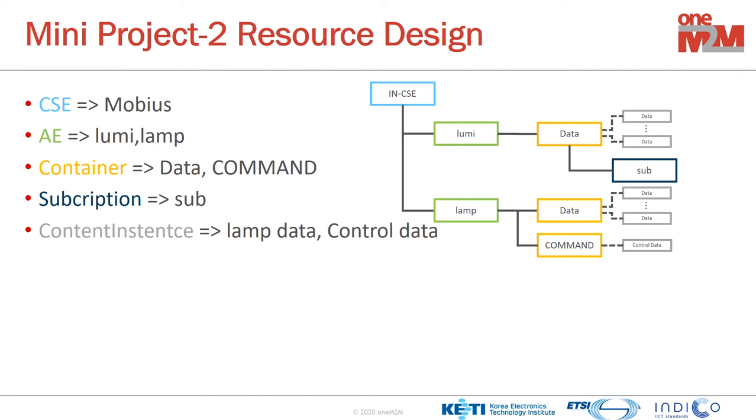So the luminosity sensor has the data container, and we will create a subscription into that data container, and the lamp will have the command container, because that's the endpoint that we will send all the messages to from the home automation.